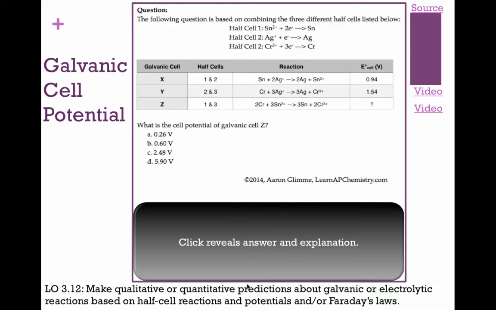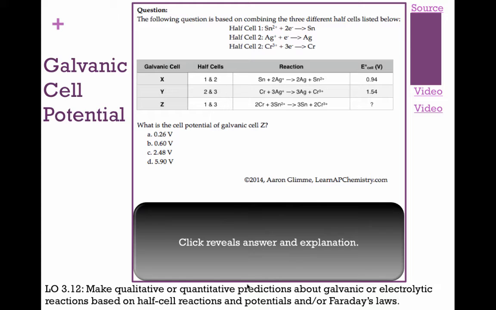So here's a question. The following is based on combining the 3 half cells listed below. So we have tin, silver, chromium. Okay, X, Y, and Z then. What is the cell potential of galvanic cell Z?